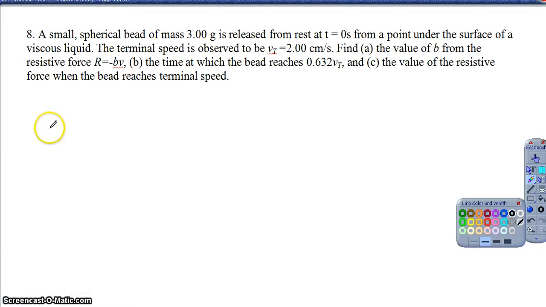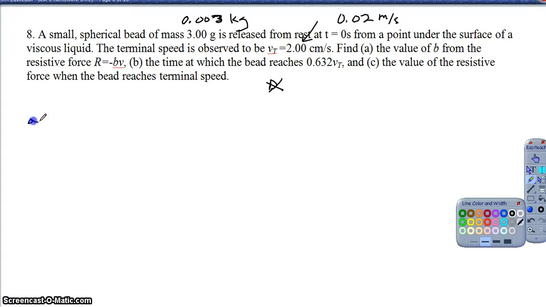Okay, so another resistance type problem. We've got some air resistance. They do give me the force though, so they give me this resistive force, so I'm actually not going to use my drag equation. I'm just going to work with this relationship. Find the value of B from that resistive force if I know that the terminal velocity is 2.00 centimeters per second. So a couple conversions to watch out for, right? This would be 0.003 kilograms. My terminal velocity would be 0.02 meters per second. So make sure we're watching out for the little details like that.